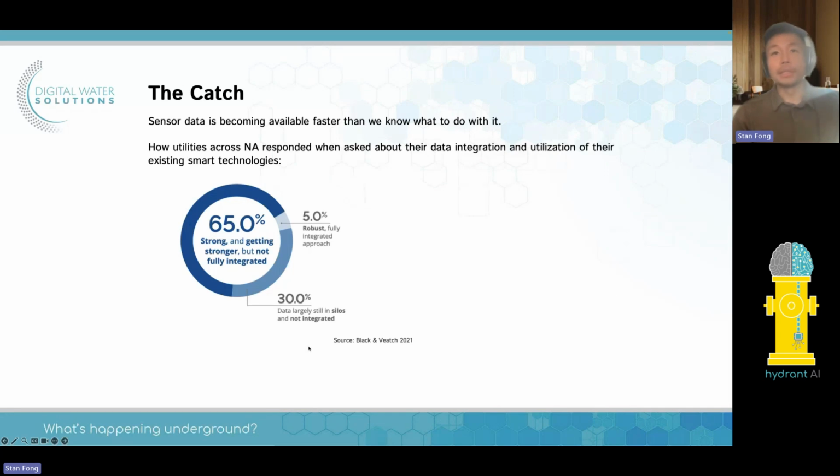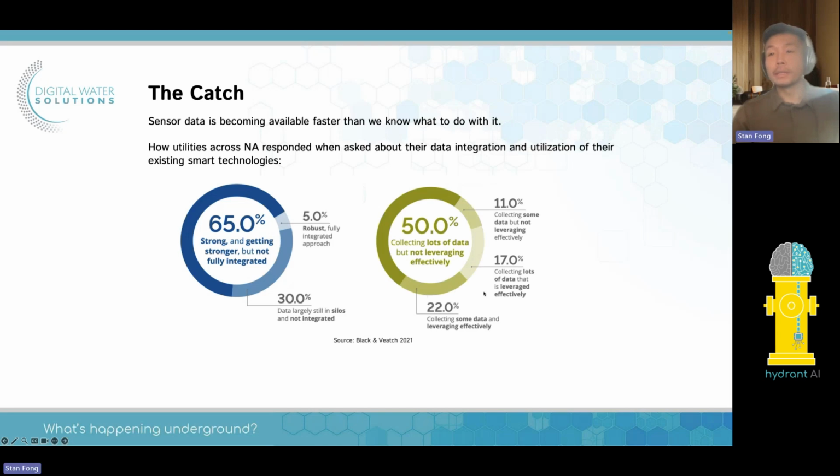And this is a report from Black and Veatch from 2021, where they went around North America and they asked a bunch of utilities, how do you feel about your data integration or your data management strategies? How do you feel about how you're utilizing your existing smart technologies? And you can see only about 5% of utilities actually have a fully integrated approach that they are satisfied with, right? 30% of the utilities just say that they're pretty much doing nothing with that data. It's just sitting in a silo. And 65% are trying, right? But they're not quite where they would like to be.